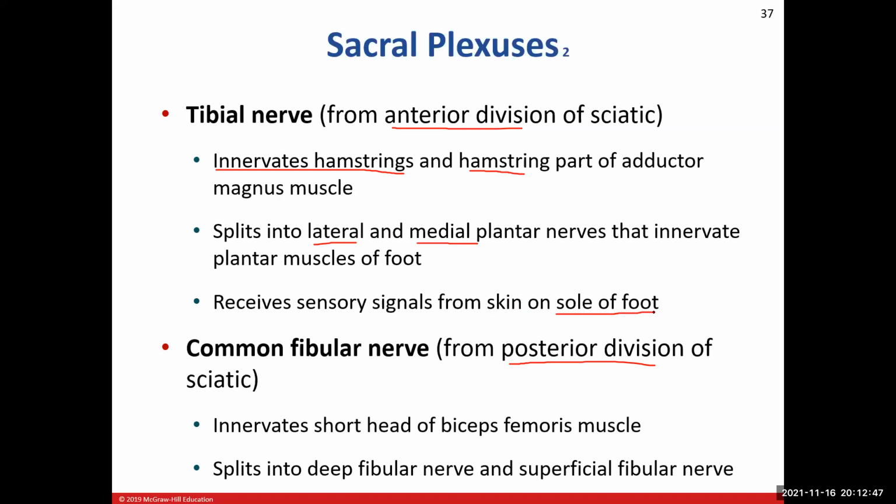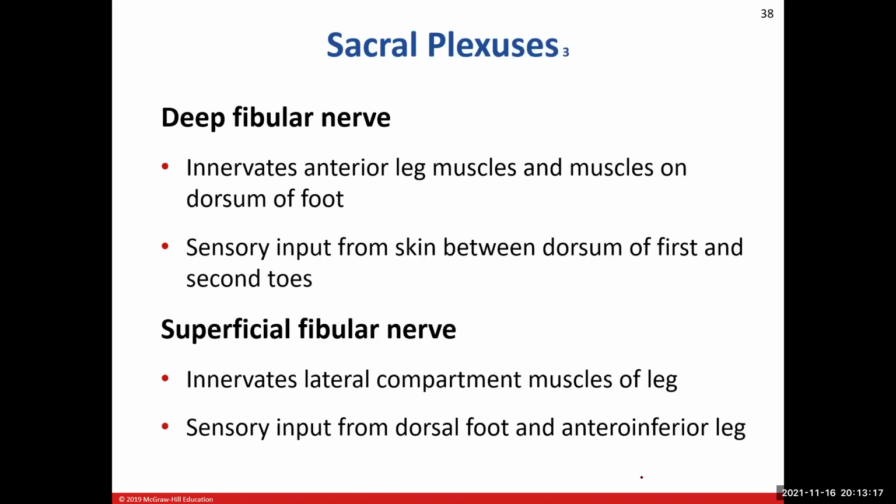The common fibular nerve, though, is going to innervate the short head of the biceps femoris. Remember, the biceps femoris is the most lateral muscle in the hamstrings muscle group in your thigh. And again, it helps with hip extension and knee flexion there. And so the common fibular nerve is going to divide and give us the deep fibular nerve and the superficial fibular nerve.